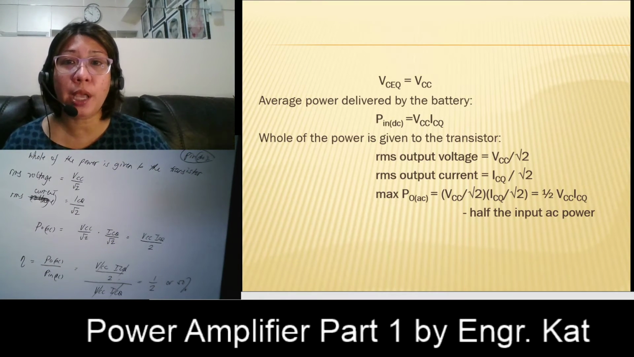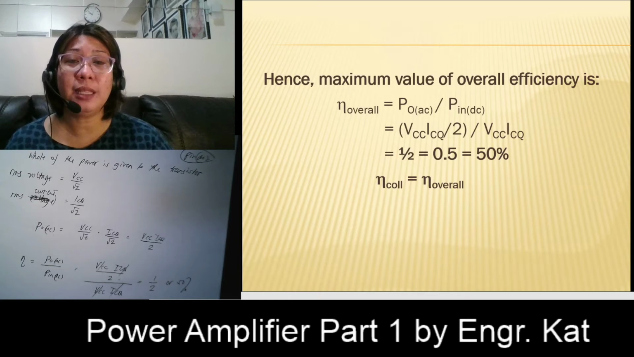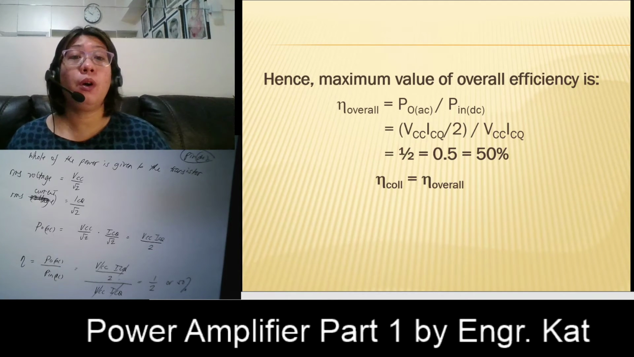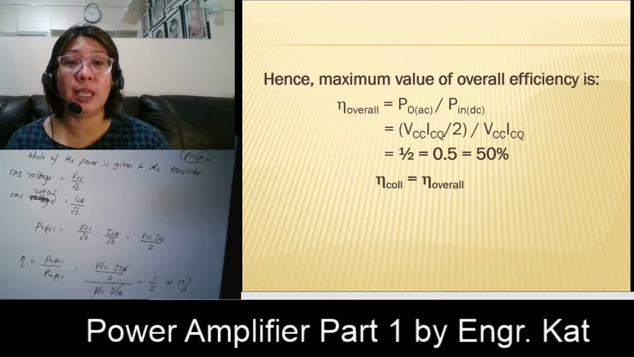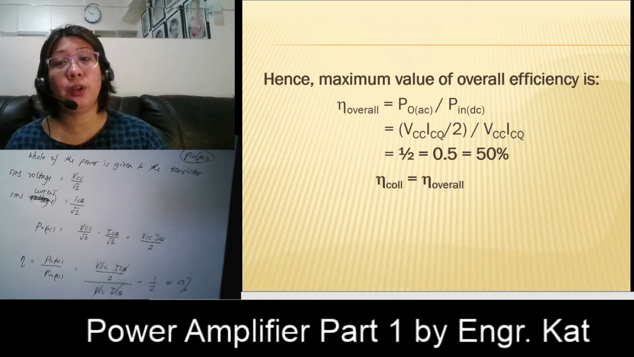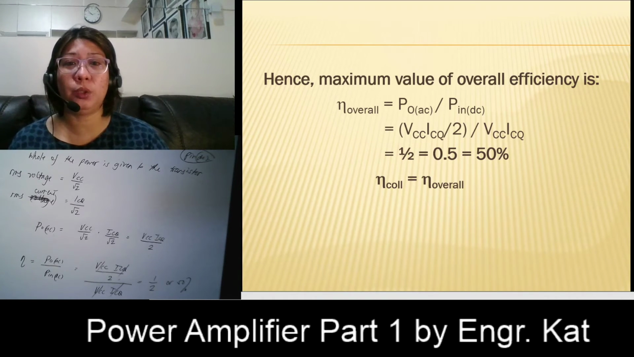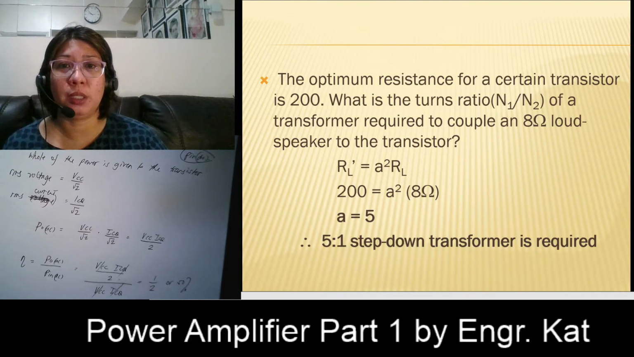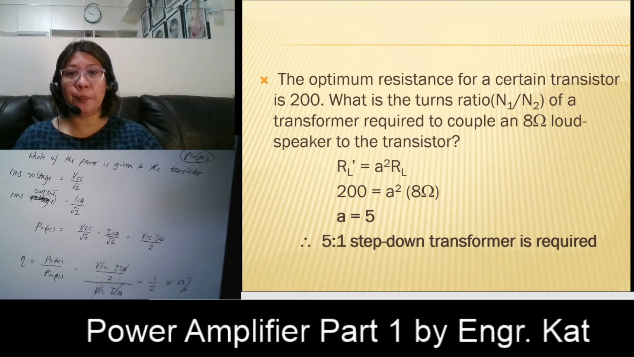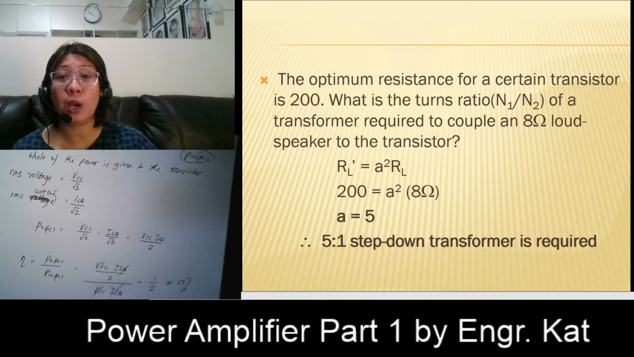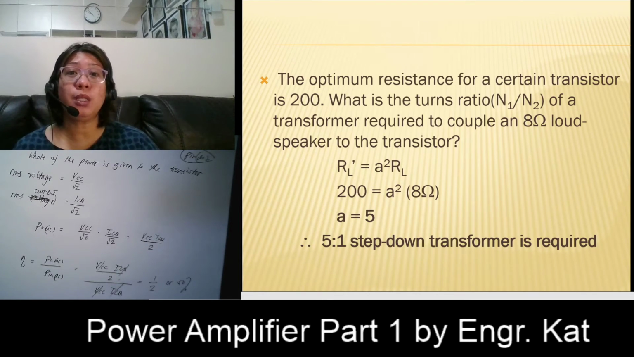So this is your derivation. Hence the maximum value of the overall efficiency is 50%. So the collector efficiency is now equal to the overall efficiency. Okay? So we have here an example. The optimum resistance for a certain transistor is 200. So this is already your RL prime, the optimum resistance.